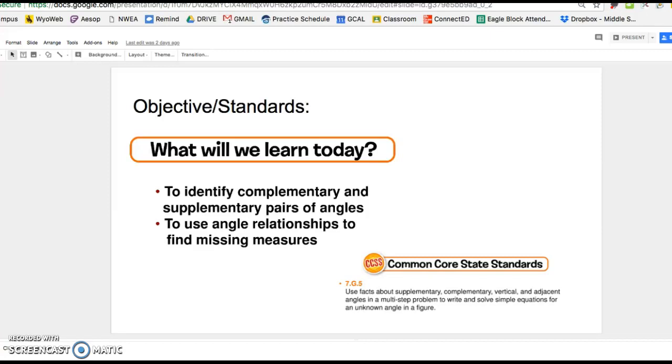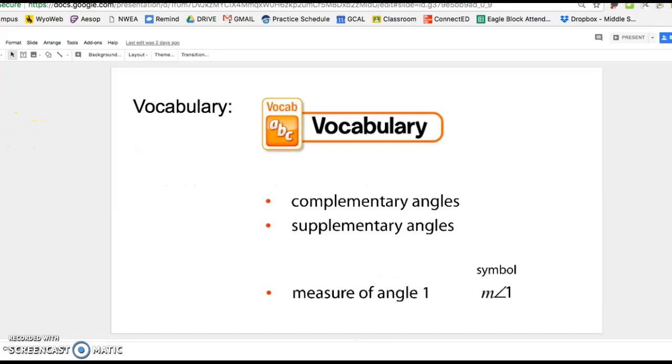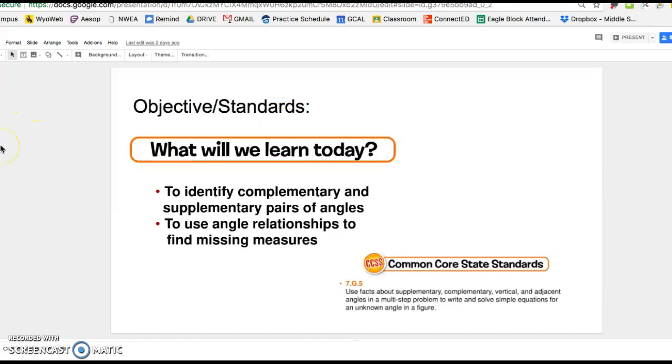So here's your objective. This is 7.2. You need to head your notes as 7.2, identify complementary and supplementary angles and use angles to find missing measure relationships. It'll be extremely similar to the last slideshow that we did, but I just wanted to make sure that it was broken up just a little bit.